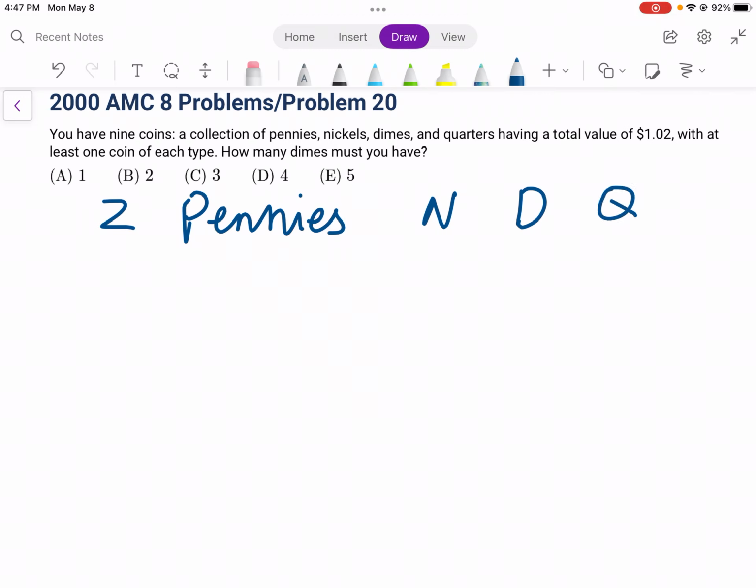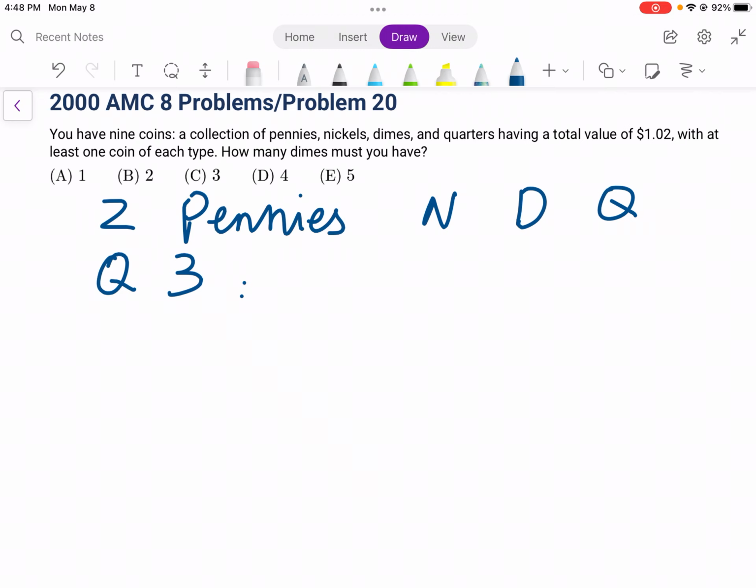The next step is to assume the largest number of quarters. Why? Because the quarter has the largest value of all the coins. If we assume it also has the largest number, it will make it easier to solve this problem. And so we assume we have 3 quarters. And in this case, the sum of nickels and dimes will be 4.